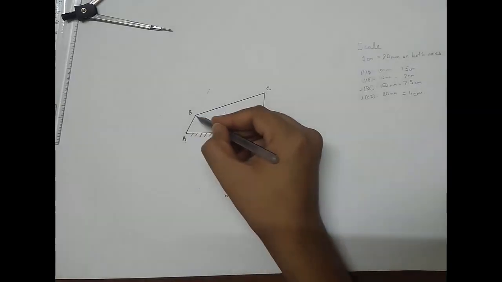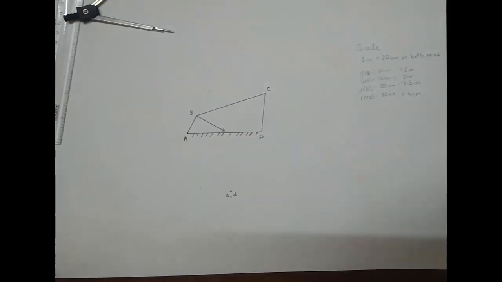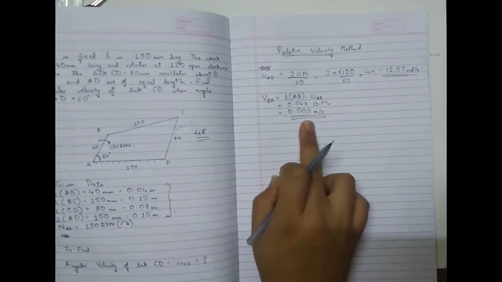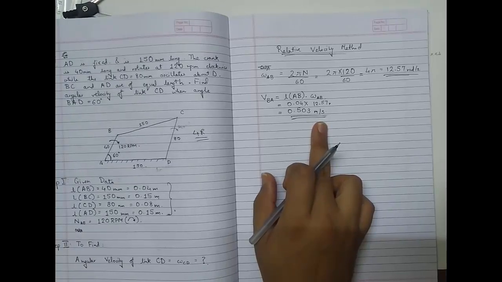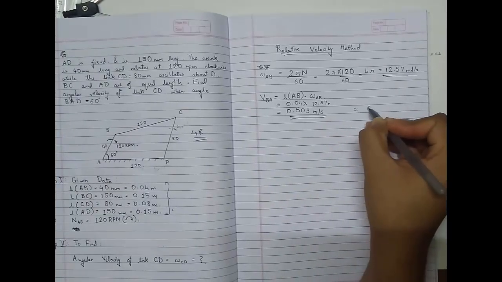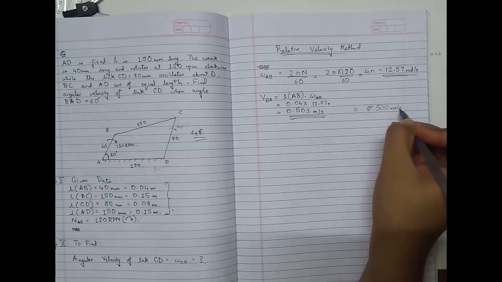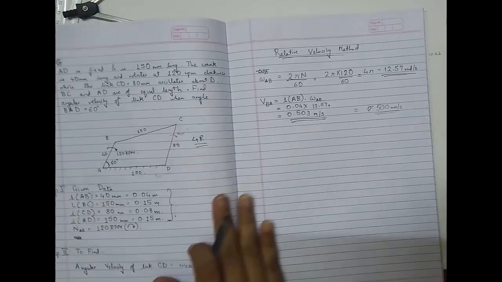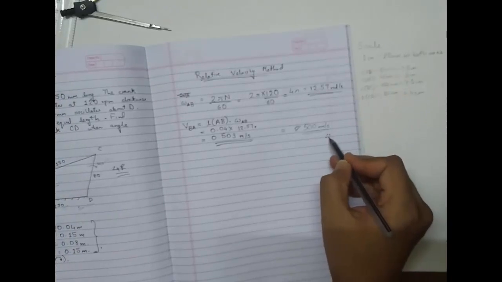So, velocity of B is in which direction? This direction. And what is the magnitude of velocity of B? 0.503 meter per second. So 0.503 meter per second means what? It means 500 mm per second. Now this is too much. We cannot draw this with this scale. It will become 25 centimeter.